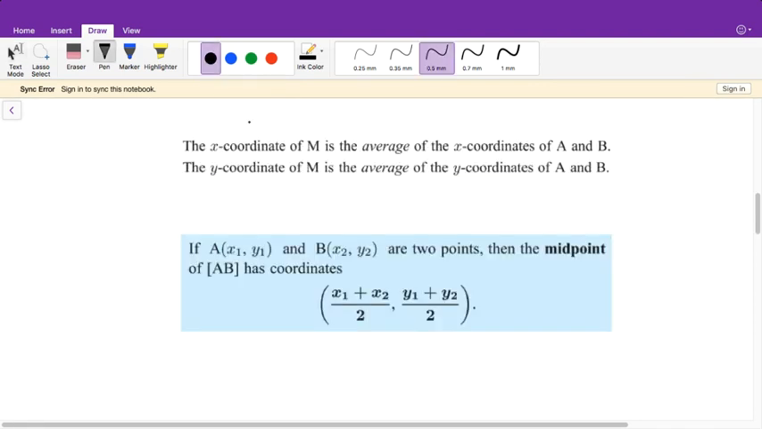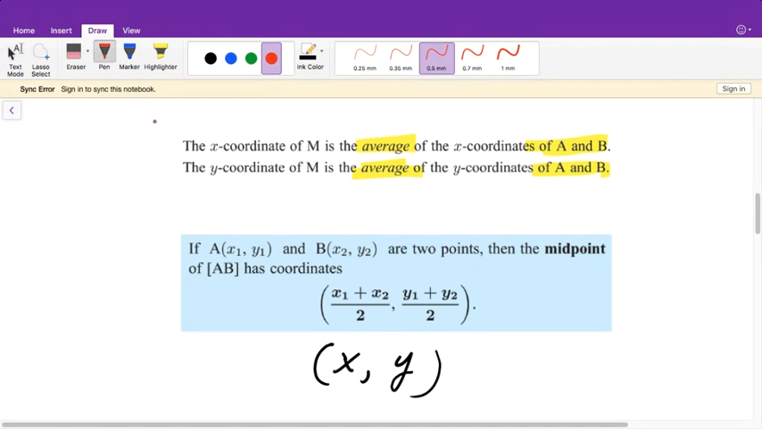As I said, it needs to be the average. So when we're finding a midpoint, because we're dealing with a coordinate plane, we are going to have two coordinates in our midpoint. We will have an x value and we will have a y value. So our x coordinate of our midpoint is the average of the x coordinates of A and B. The y coordinate of our midpoint is the average of the y coordinates of A and B. When we're taking the average of two numbers, we need to add them together and divide by 2, since we're adding two different numbers.